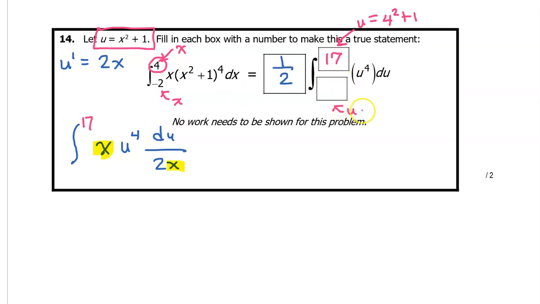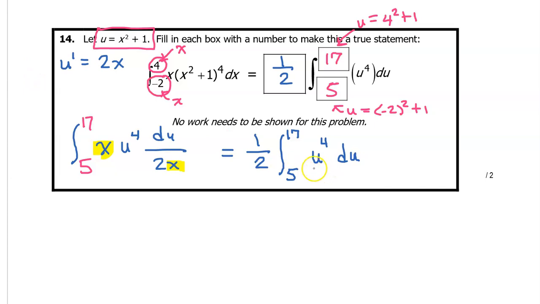And then similarly down here, it's going to be this x squared plus 1. So this is going to be -2 squared plus 1. That's 4 plus 1, which is 5. So we have this. So this is really the end of this problem, because all they were asking us to do is fill in the boxes. But just for fun, I want to keep going and show you how you would finish a problem like this once you have changed the limits of integration to now match your u.